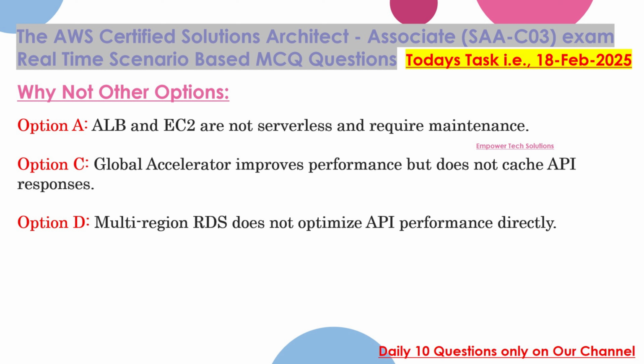Why not other options? Option A. ALB and EC2 are not serverless and require maintenance. Option C. Global Accelerator improves performance but does not cache API responses. Option D. Multi-region RDS does not optimize API performance directly.